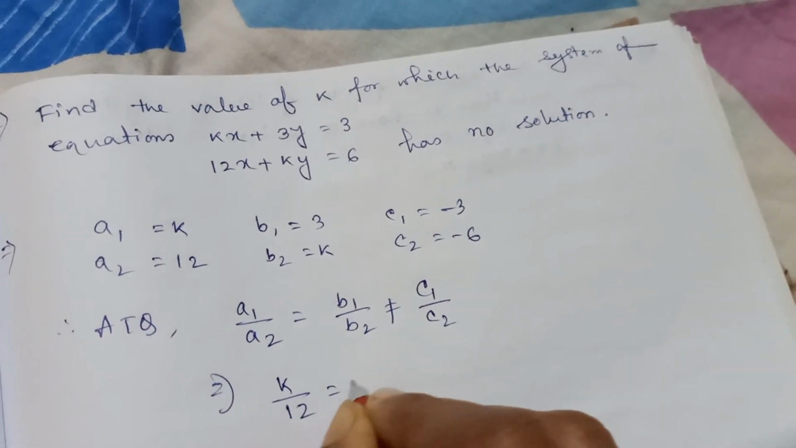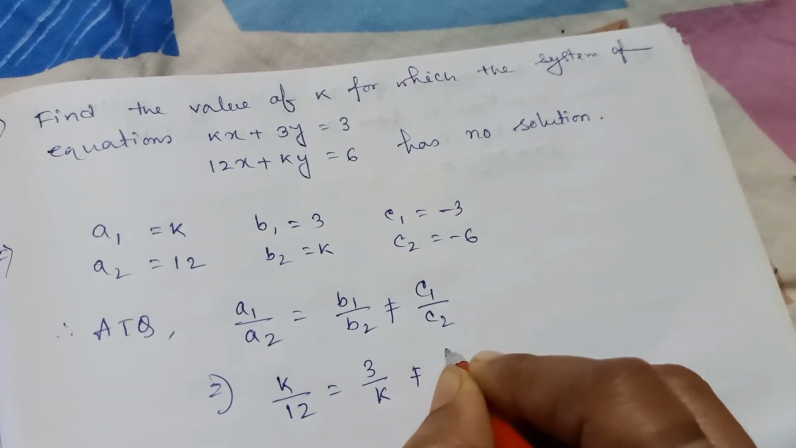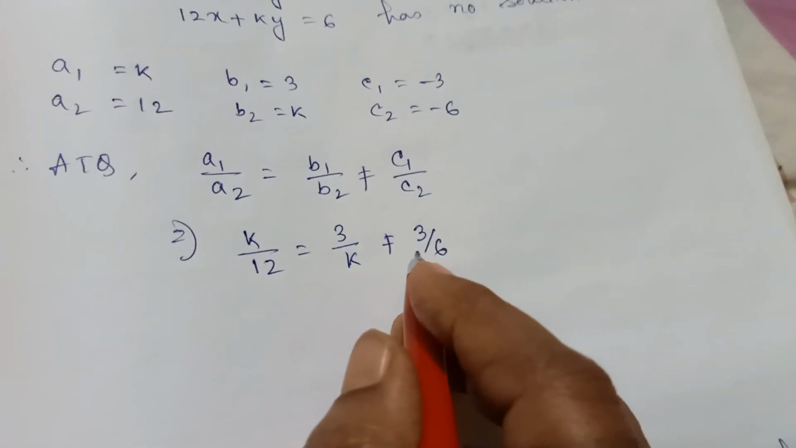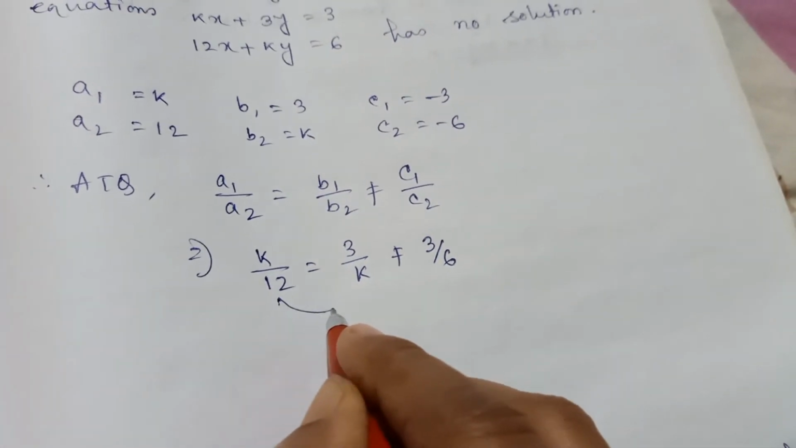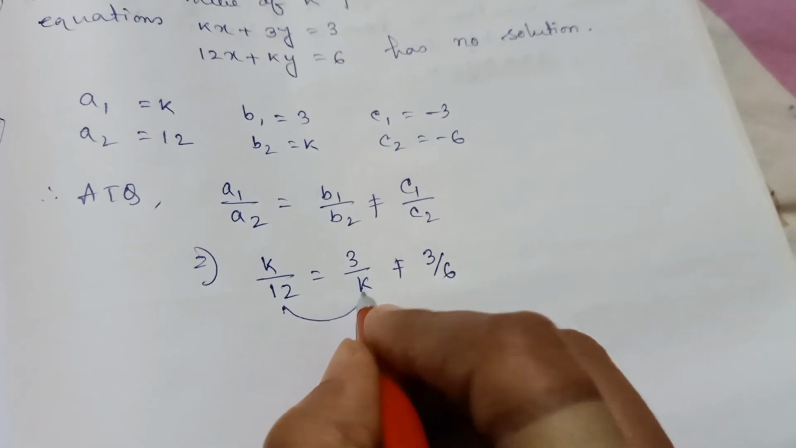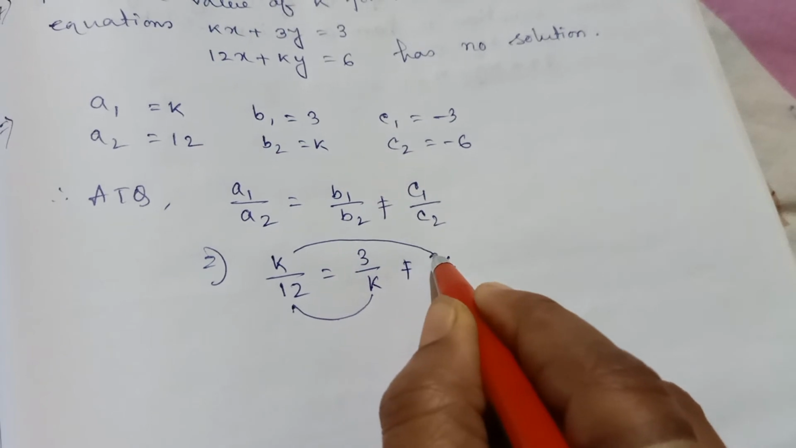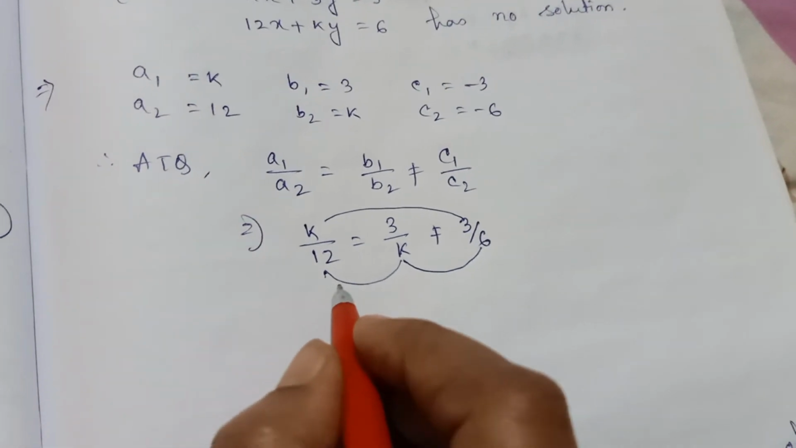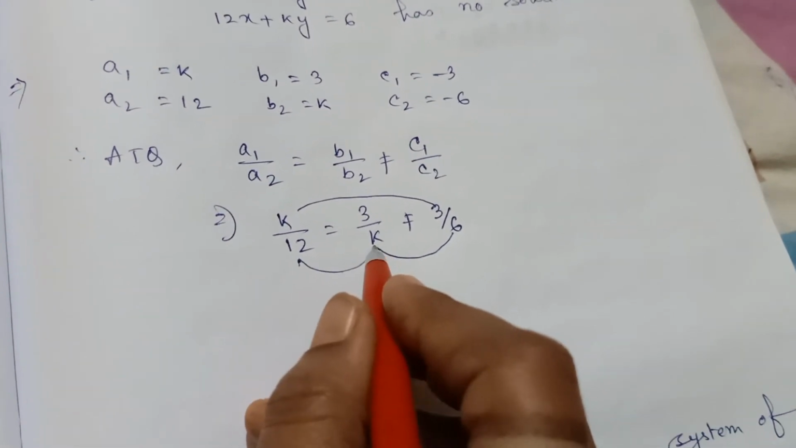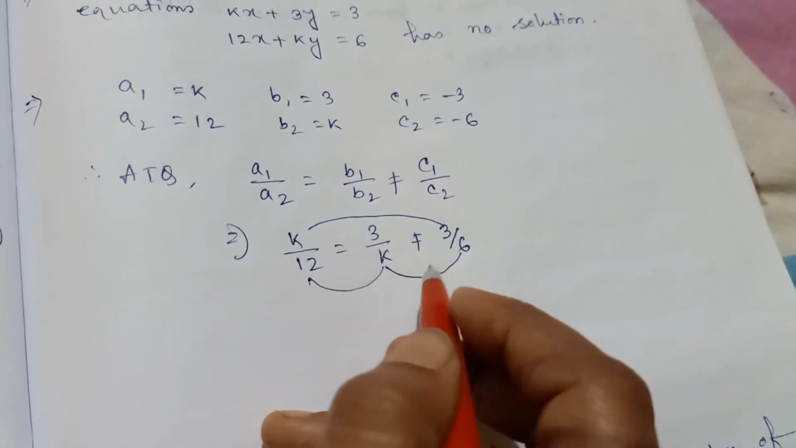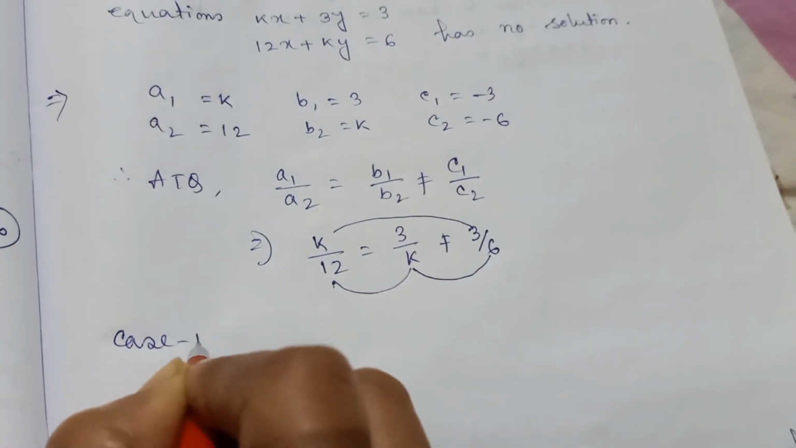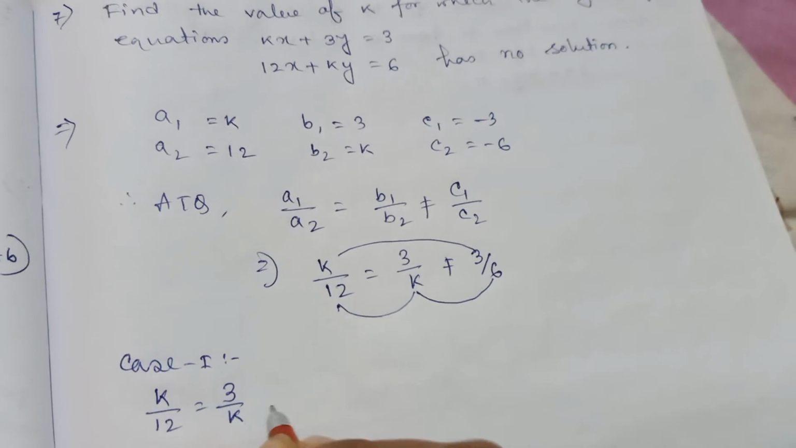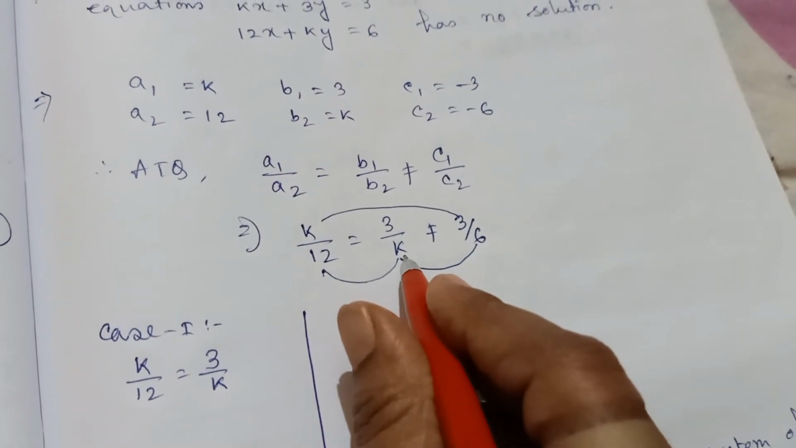So it's K by 12 equals to 3 by K, not equals to minus 3 by minus 6. We can write only 3 by 6. Now look at this. We will be getting this equals to this, and we will be getting this not equals to this, and this not equals to this. So again 3 cases: first and second, second and third, first and third. Case 1, K by 12 equals to 3 by K.